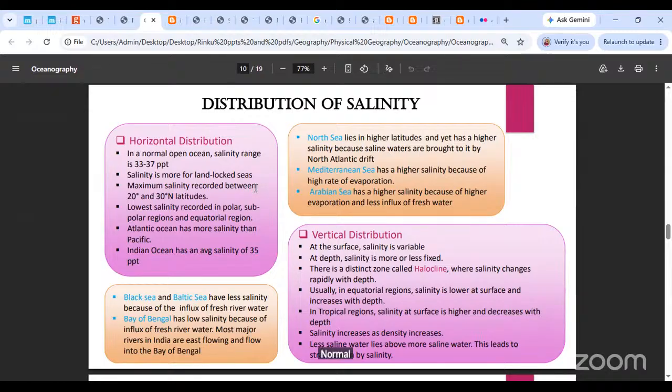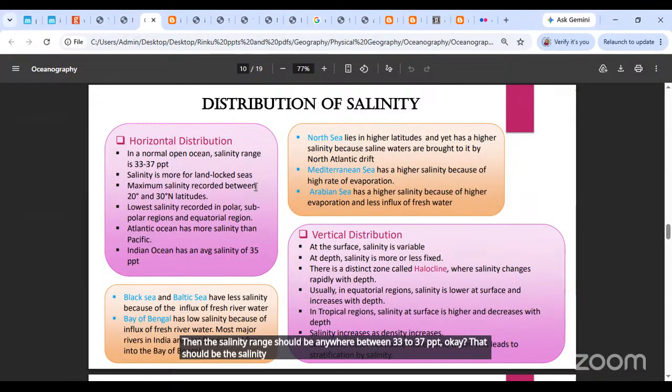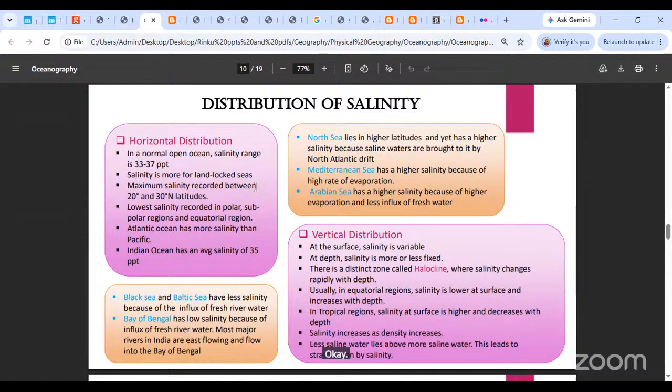In a normal open ocean, the salinity range should be anywhere between 33 to 37 ppt. Salinity is usually higher for landlocked seas, especially in the lower latitudes. Because if they are landlocked, surrounded by land, then obviously they are going to inherit the temperature of the land. They are going to be affected by the temperature of the land.